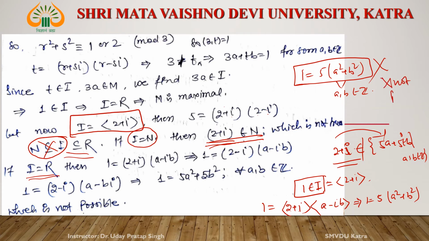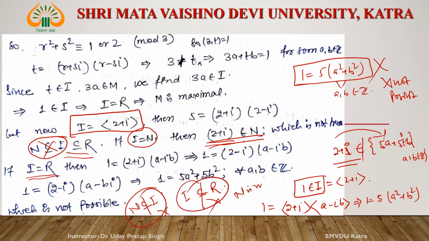It means I is not contained in R, and N is not contained in I. Now both cases fail. So capital N is not maximal. Okay. Now come to the second example.